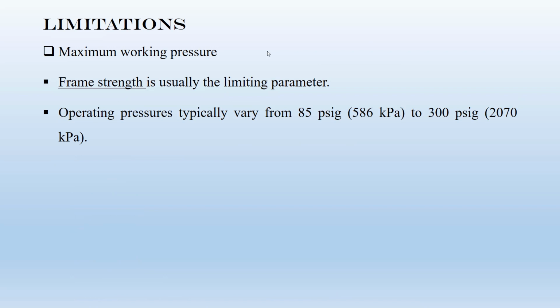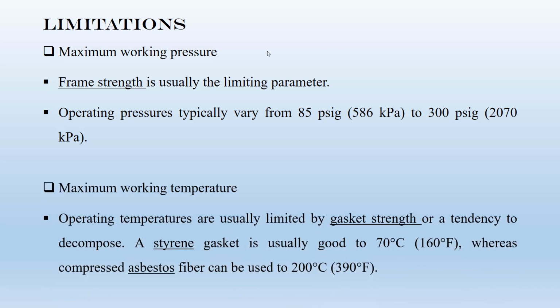So the maximum working pressure actually depends on the frame strength, and normally the operating pressure is something between 85 psi to 300 psi. For the maximum working temperature, it depends on the gasket strength. Normally we use styrene as a gasket. If you use styrene, the maximum temperature is something around 70 centigrade.